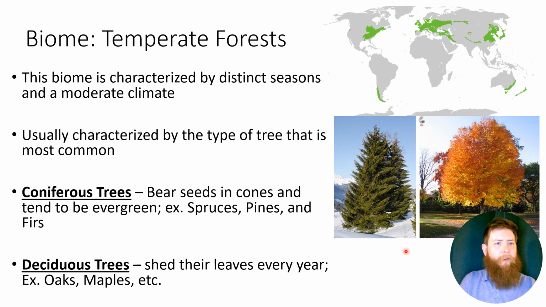All right, temperate forests. These ones are characterized by having distinct seasons, so spring, summer, fall, and winter. They're usually characterized by the type of tree that is most common in that forest. So it's going to be coniferous trees where they bear seeds and cones, tend to be evergreen. Things like spruces, pines, and firs here. And then deciduous trees, which shed their leaves every year. Things like oaks, maples. This is a sugar maple, and other kind of trees there. You can see where our temperate forests are in the world.